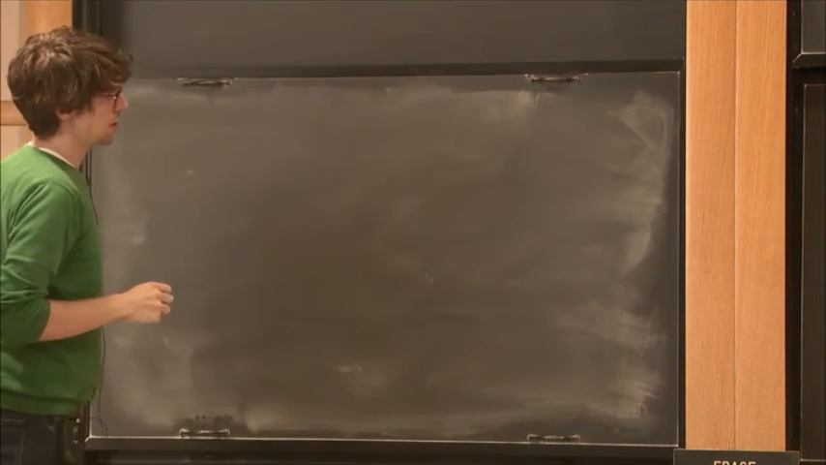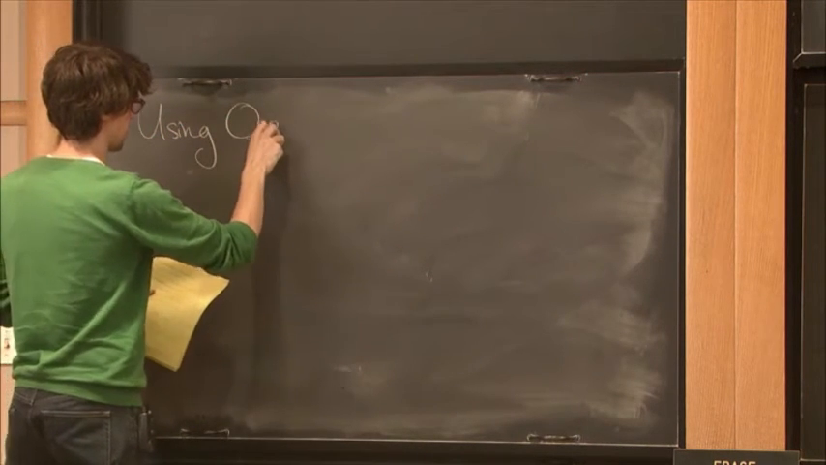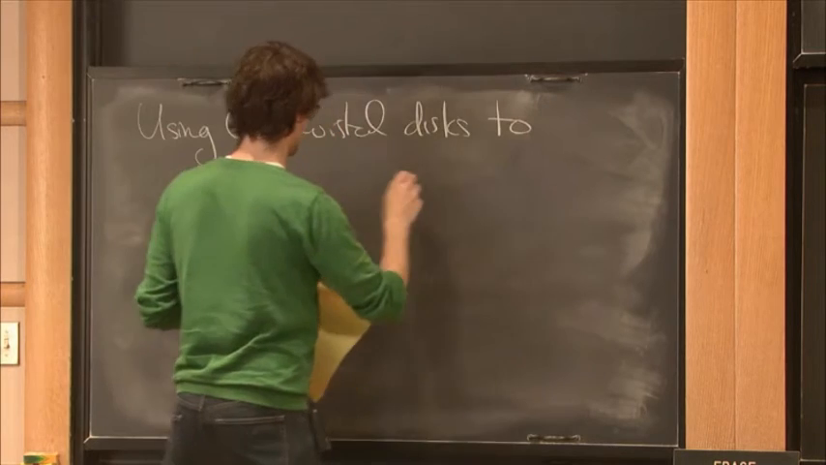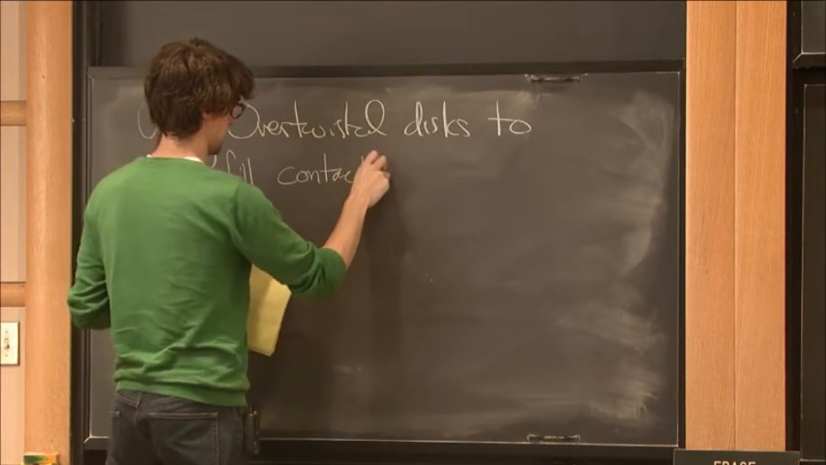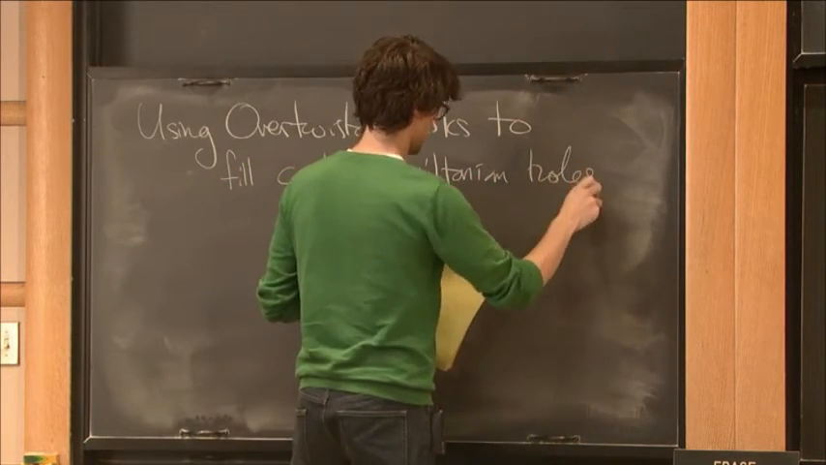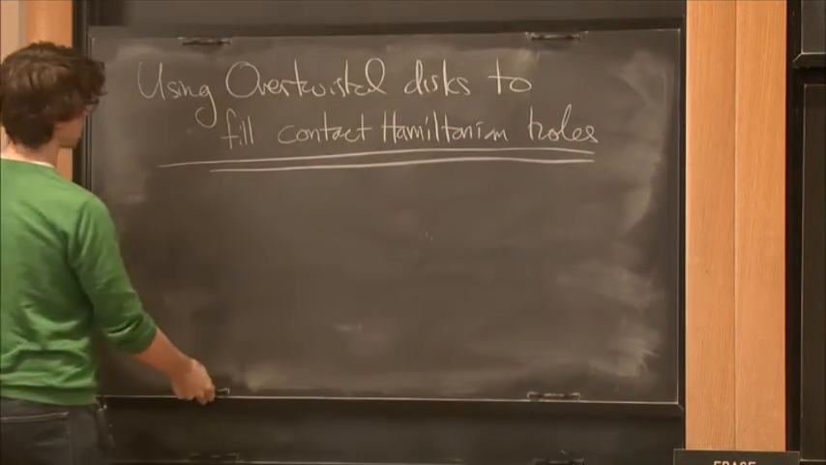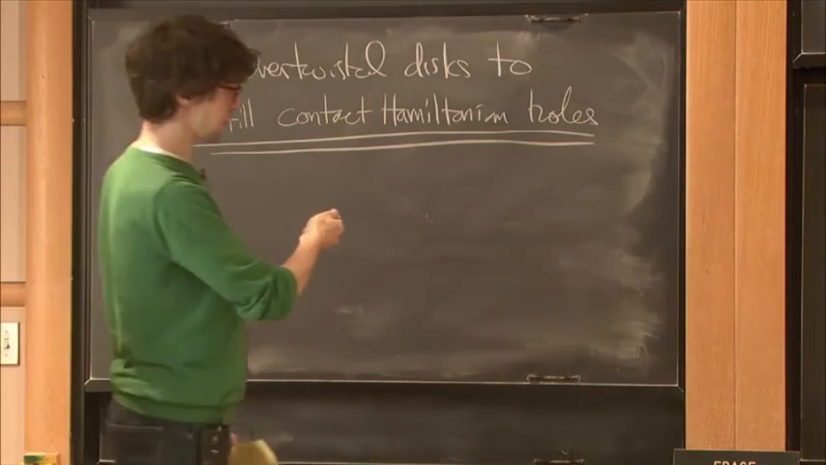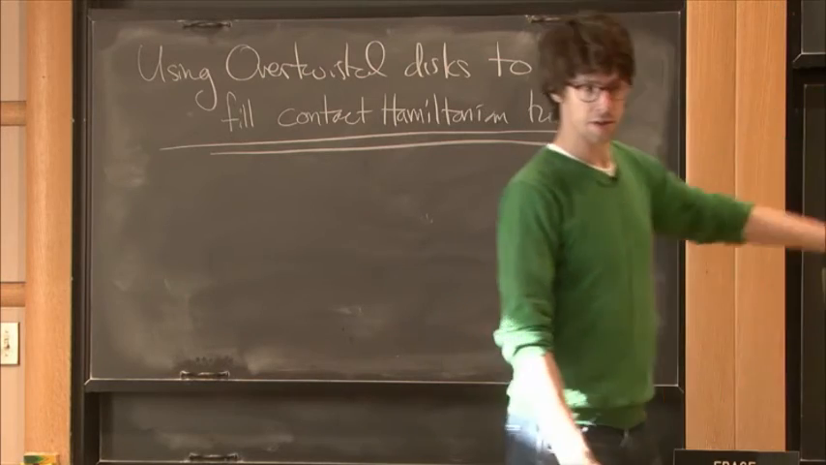Okay, so let's move on to using overtwisted discs to fill contact Hamiltonian holes. The proof of this will basically be basic differential topology, and these notions about order for these models.